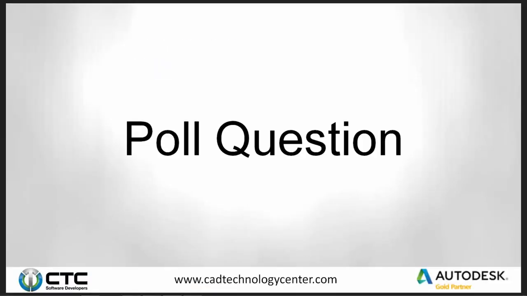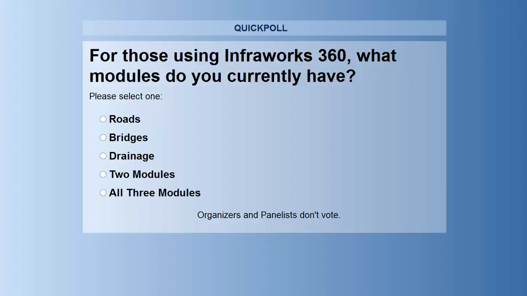So we will fire up the other poll question here. And it's for those that are using the 360, what modules do you currently have? Do you have roads, bridges, drainage modules? Are you running 2 of the modules, or do you actually have all 3 modules?